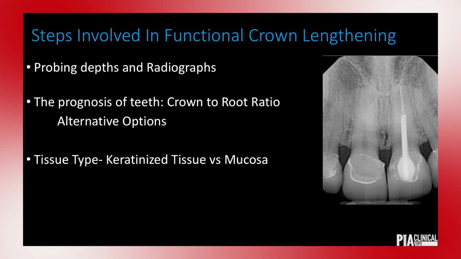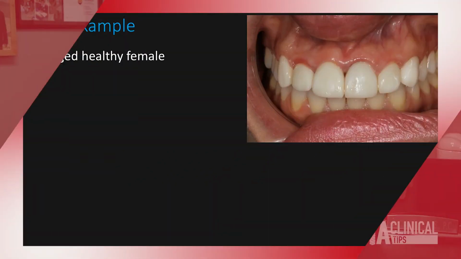If you have enough keratinized tissue, you may consider gingivectomies. If you do not, and you want to increase keratinized tissue, you may be thinking about apically positioned flaps. So let's tie all this information together by looking at a case example and a surgery.